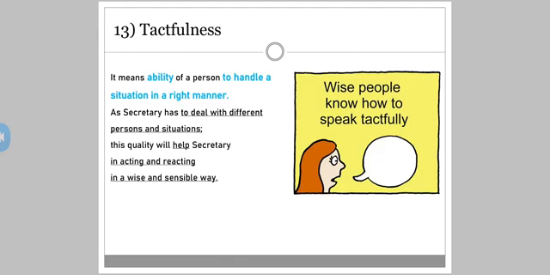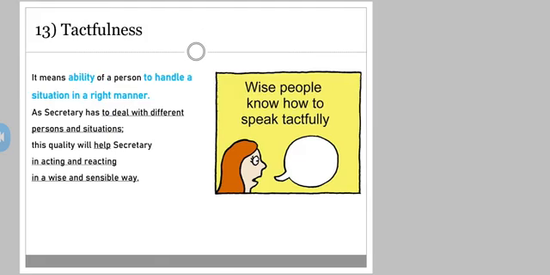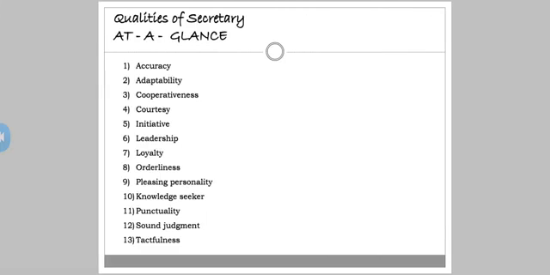With this, we come to an end with the 13 qualities a secretary should possess. Now, qualities of a secretary at a glance. What we are done with is accuracy, adaptability, cooperativeness, courtesy, initiative, leadership, loyalty, orderliness, pleasing personality, knowledge seeker, punctuality, sound judgment, and tactfulness. These are the 13 qualities a secretary should possess.